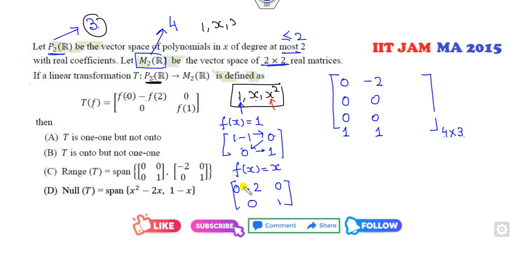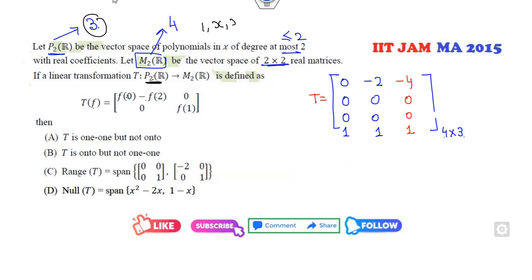Then if I take x square, it will be 0, then minus 4 0 0 1. So minus 4 0 0 1. So this is my matrix T. Fine. Once you construct the matrix, then you can easily see that. What is the rank of this matrix? Rank is my 2, which is not same as the rank of this.